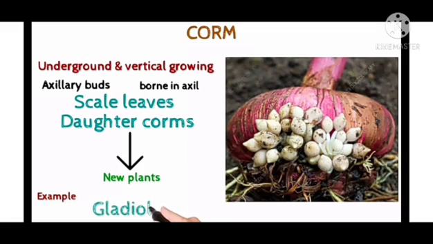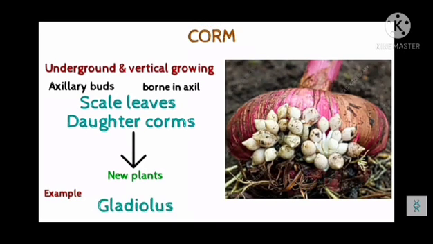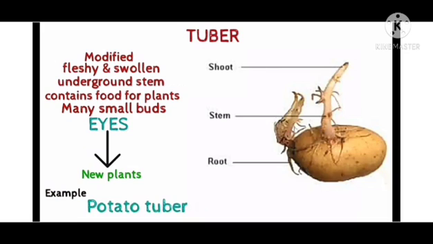Next is the corm. A corm is a short stem swollen with stored food. The corms separate from each other and form new plants. Gladiolus and colocasia are examples of corm. Next is the tuber. A tuber is an underground stem that is swollen with a supply of stored food. Stem tubers have several small buds, which are called eyes, and these eyes give rise to new plants. An example of a tuber is potato.